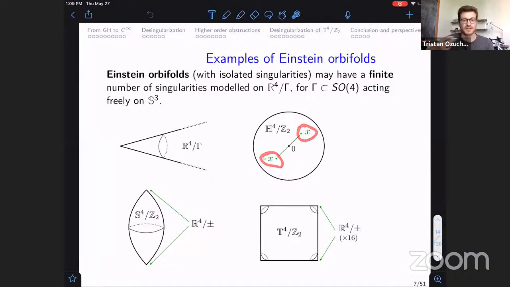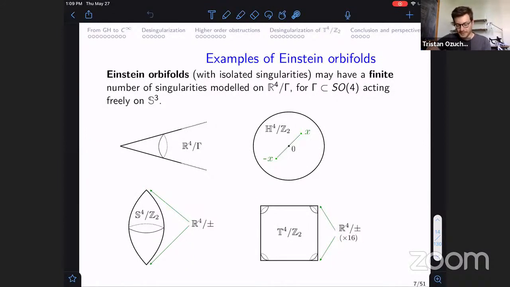So here you can just take an antipodal identification on the Poincaré disk, and you will obtain an orbifold singularity here of the form R^2 modulo plus-minus. You can do the same with the sphere, and you obtain again two singularities of this form, and that's what we sometimes call the American football metric. And as Nicolaus Capoulias mentioned this morning, you can also quotient your 4-torus. So in dimension 2, that's your pillowcase metric, and in dimension 4, it's a bit more complicated, and there are 16 singularities.